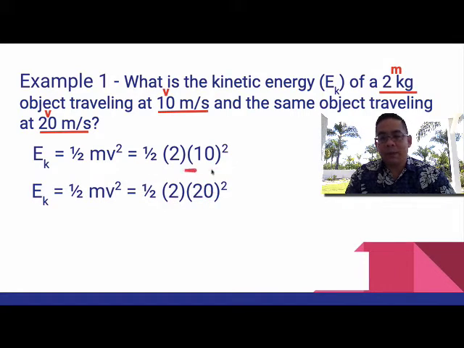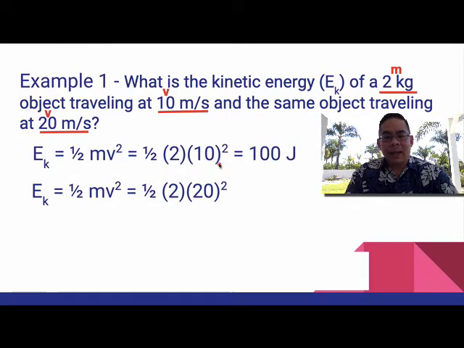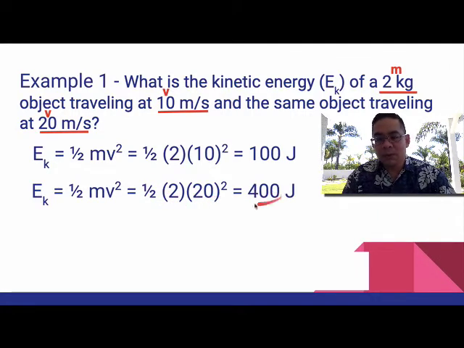Of course, order of operations says take care of the exponent first. So 10 squared becomes 100, and 1/2 of 2 is just 1. That's 1 times 100, which is 100 joules. Remember, the unit of energy is joules. When we plug in for the second one, 20 squared is 400, and again 1/2 of 2 is 1. So that's just 400 joules.